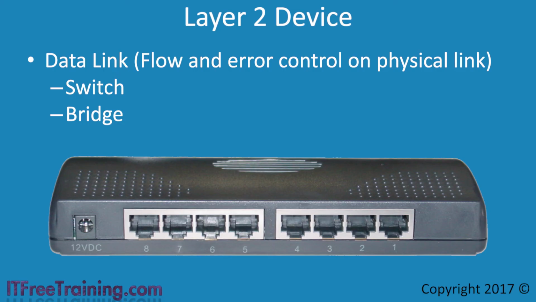Layer 1 devices, in contrast, simply repeat the data that comes in from one port and replicate it out the other port. A bridge is a Layer 2 device that connects two networks together. For example, it connects a wireless to a wired network. It is different from a media converter in that it inspects the data before sending it. For example, data that does not need to be sent to the wireless won't be. In contrast, a Layer 1 device will repeat everything that is transmitted to it.